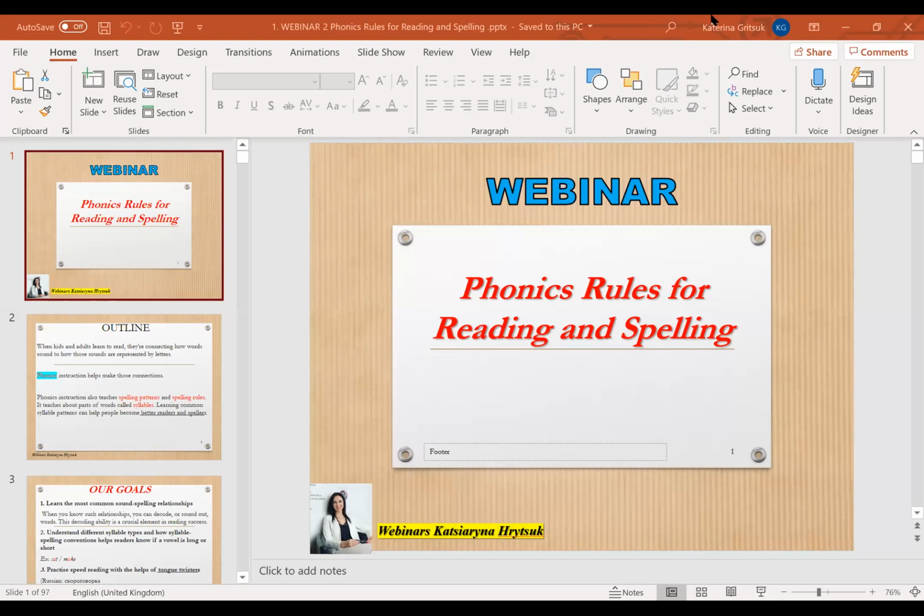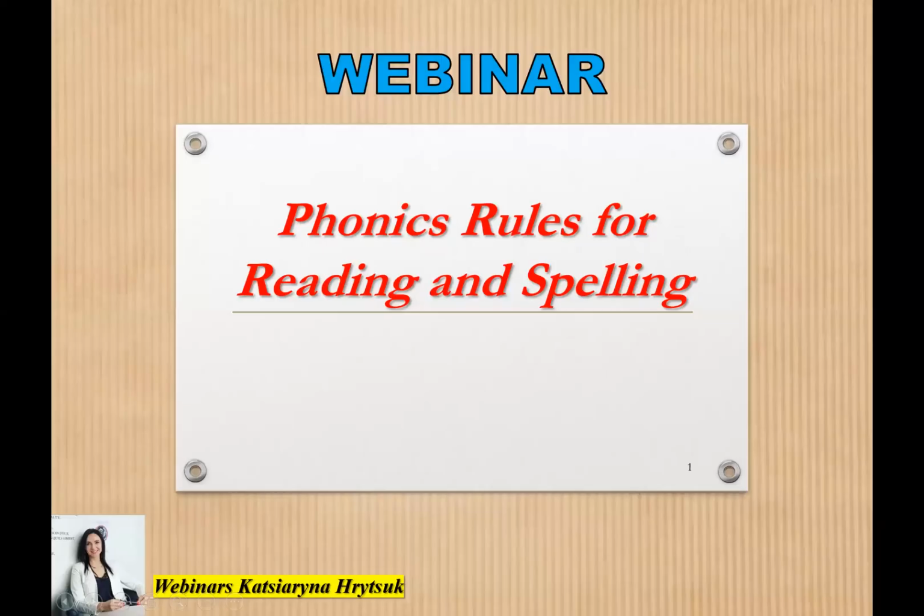Okay, here we are. So let's start the topic for today. Phonics rules for reading and spelling. Looks complicated, but it's not. But that is something basic we need to know about phonics, because children start learning phonics in kindergarten, and these rules are really the basis for correct reading and of course spelling, and for speed reading too.